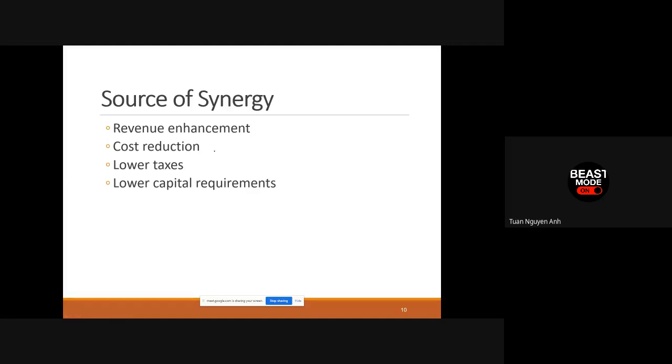The other thing is maybe the cost reduction. Maybe there is some cost reduction in some part of the business. Maybe we need two distributors. At first we need one distributor for A, one distributor for B. But after the merger becomes C, we may need only one distributor, and maybe it will reduce many kinds of costs in the distribution cost.